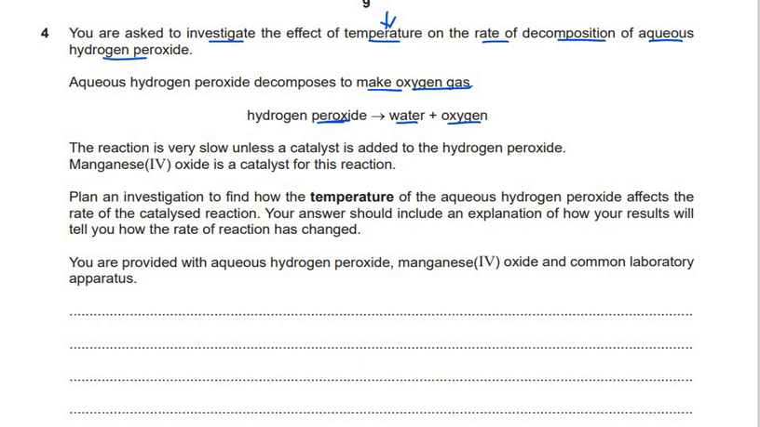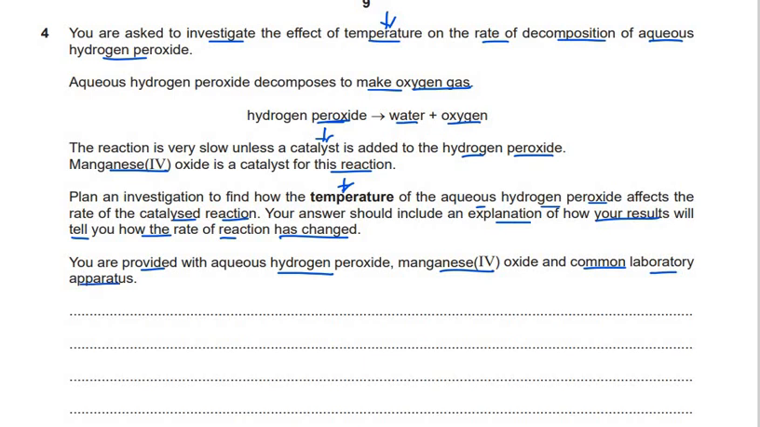The reaction is very slow unless a catalyst is added to hydrogen peroxide. Manganese(IV) oxide is a catalyst for this reaction. Plan an investigation to find out how the temperature of the aqueous hydrogen peroxide affects the rate of the catalyzed reaction. So here we need to mention the temperature and the presence of catalyst, and how temperature affects the rate. Your answer should include an explanation of how your results will tell you how the rate of reaction has changed, and you are provided the aqueous hydrogen peroxide, manganese oxide, and common laboratory apparatus.